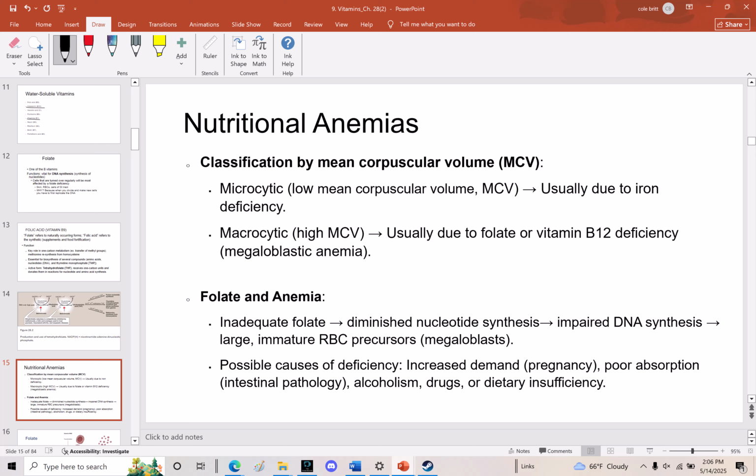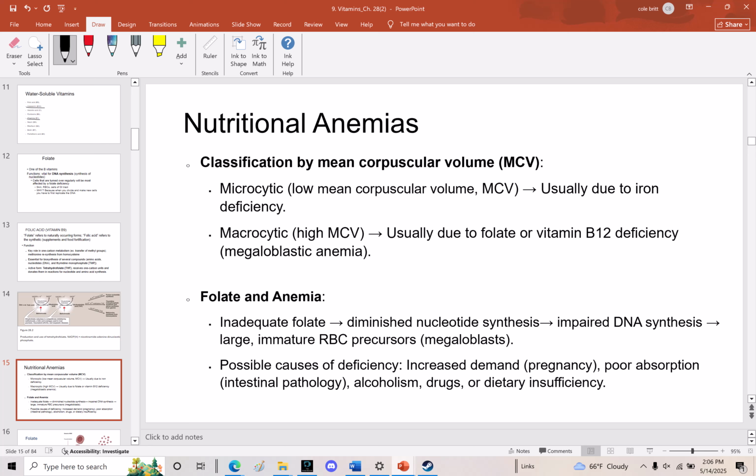Alright, so where we left off is talking about blood cell volume. If you take someone's blood and measure the volume of blood cells, you get an idea of not just how many blood cells there are, but how big those blood cells are. Red blood cells should be a certain size. If they're really large, megaloblastic, then that tells you there's some sort of deficiency going on.